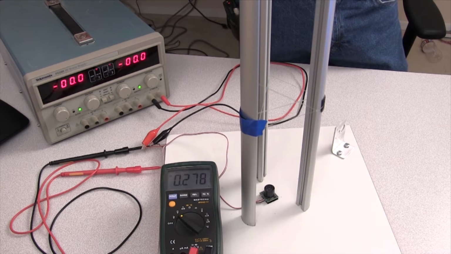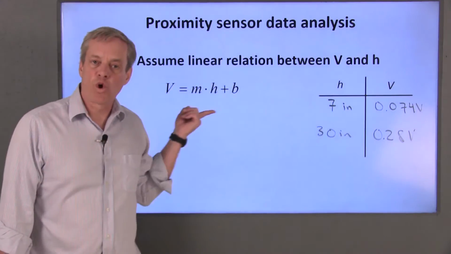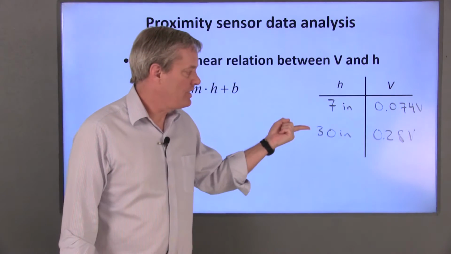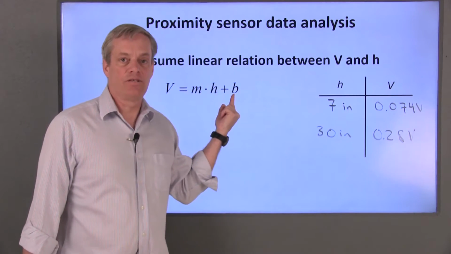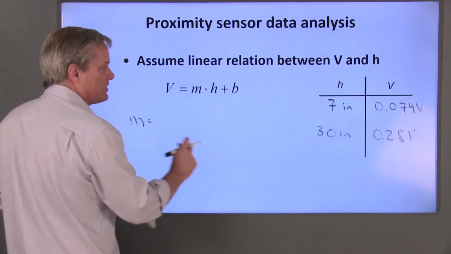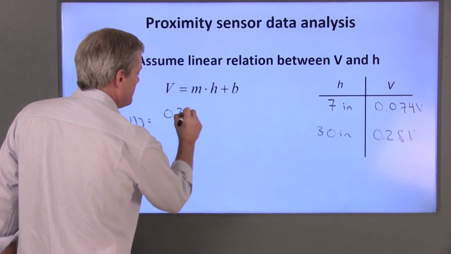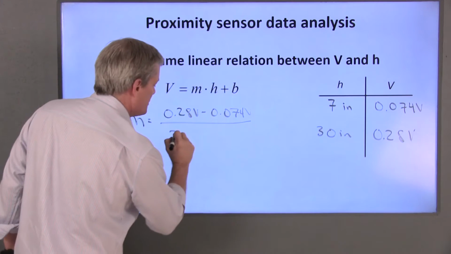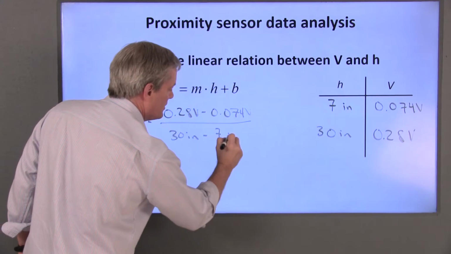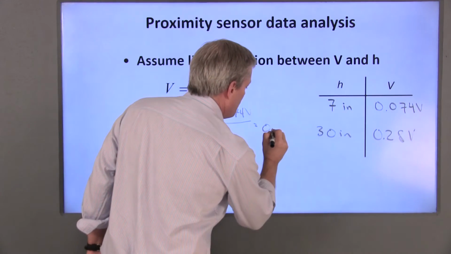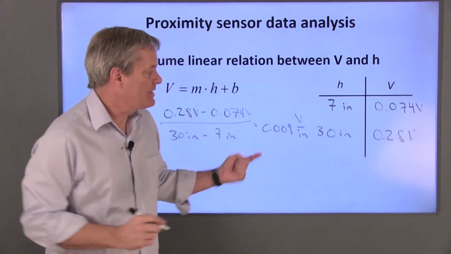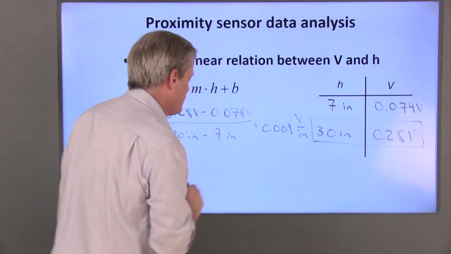Now let's estimate the equation of a straight line that relates the output voltage to the height. This is the assumed form of the relationship between the sensor output voltage and the height of the styrofoam slug. We want to use these two data points to determine M and B in this relationship. M is the slope, it's just the change in voltage, 0.28 volts minus 0.074 volts, divided by the change in height, which is 30 inches minus 7 inches. This turns out to be about 0.009 volts per inch.